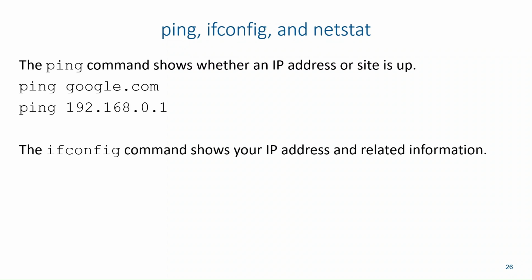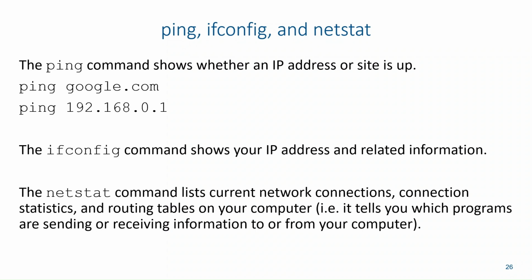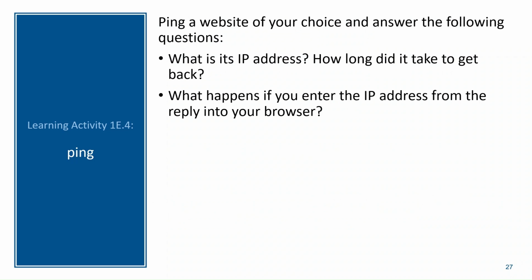The ifconfig command allows us to see what our IP address is and the related information associated with it, so that we can better network with whatever we need to do with our specific IP address. The netstat command allows us to look at network connections and other connection statistics, as well as routing tables, which we will be using at a later point in this class. So take a minute, pause this video, ping a website of your choice, and answer the following questions.